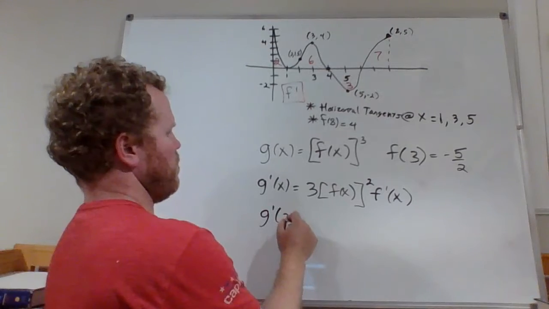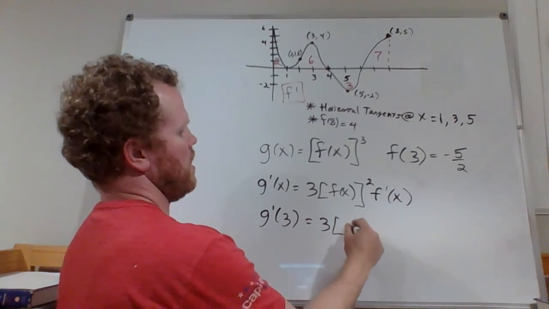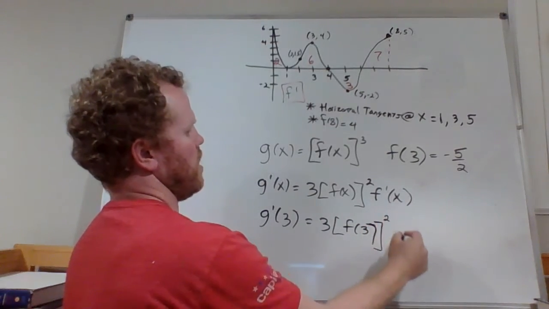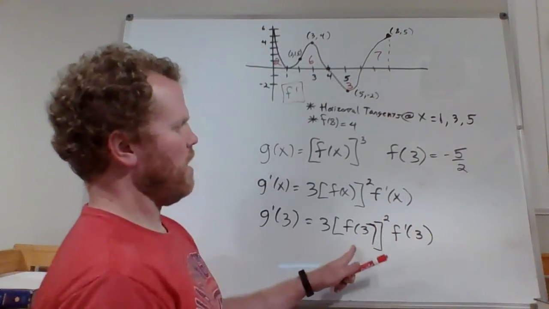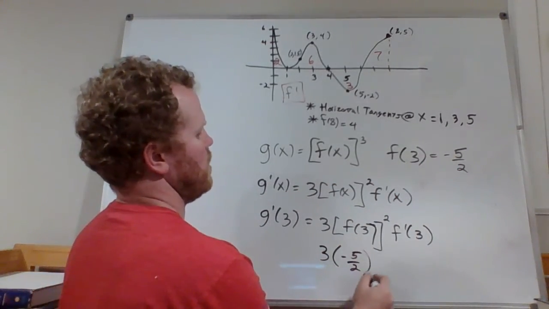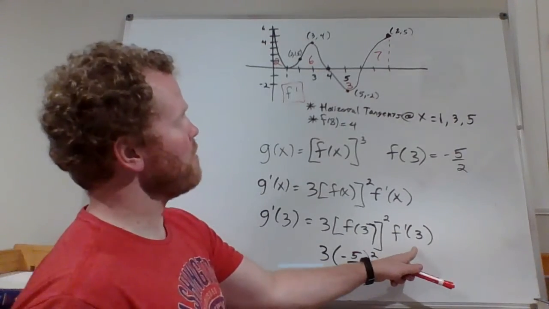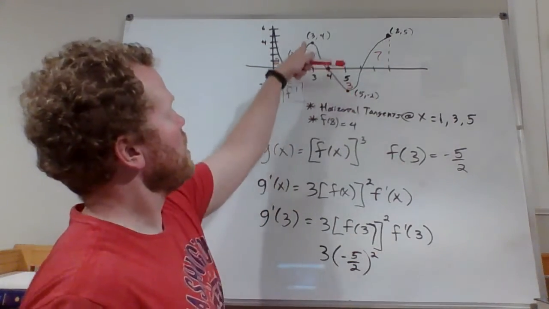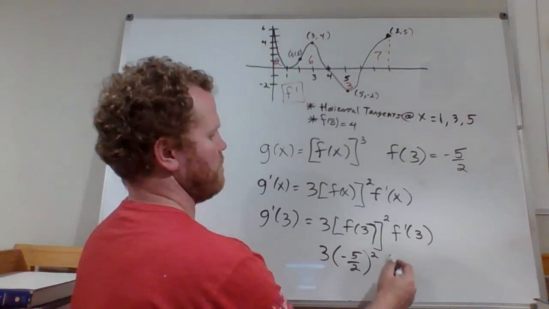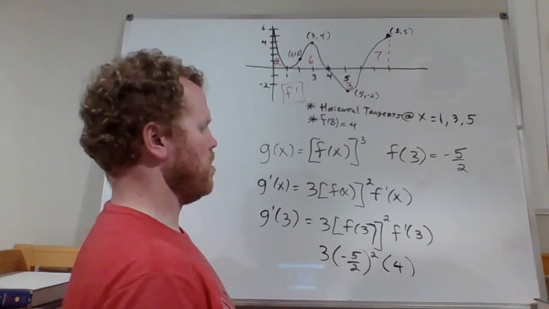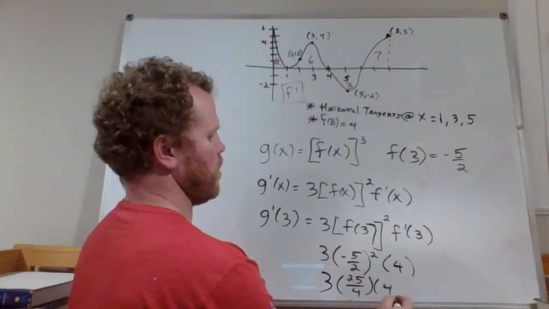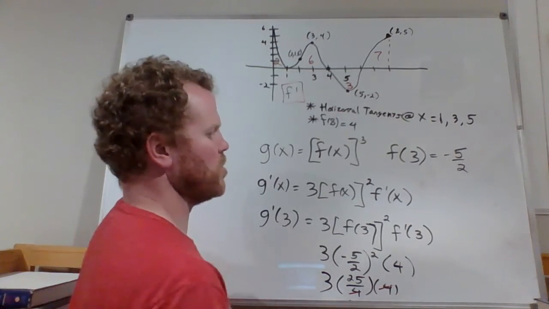So g prime of 3 should be 3 times f of 3 squared times f prime of 3. F of 3, there's a reason they gave us this value, 3 times negative 5 halves squared times f prime of 3, and f prime of 3 is 4, because this graph is of f prime, and that should just be a 4. So this is 3 times 25 over 4 times 4. So basically these 4's cancel, and you should just get 75.